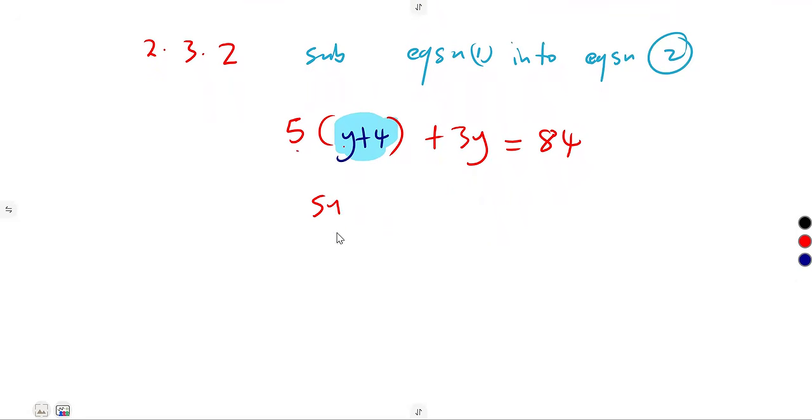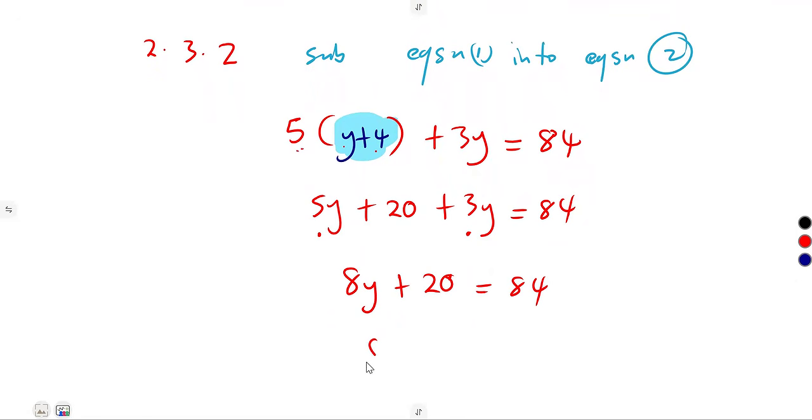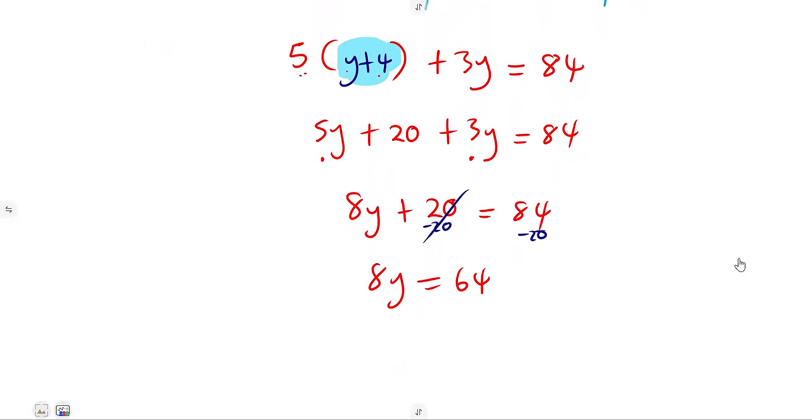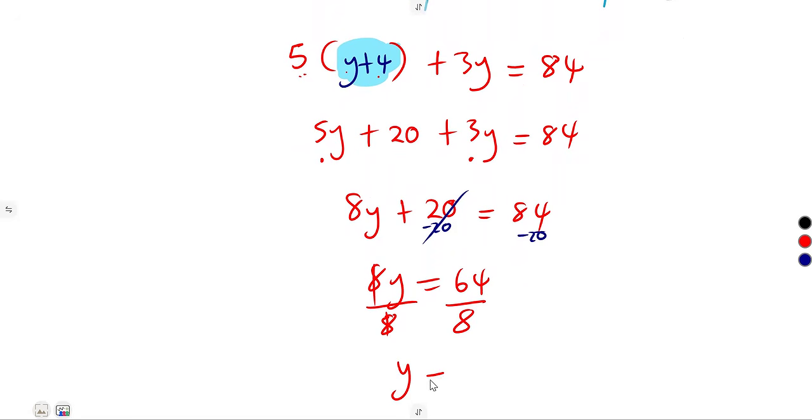5 times y there, that's 5y. 5 times 4, that's positive 20, plus 3y, which is equal to 84. Collecting the like terms, 5 plus 3, that's 8y plus 20, which is equal to 84. So 8y is equal to what? We subtract the 20 both sides of our equation. So 84 minus 20 is going to give us 64. Then we can divide by 8 both sides of our equation. So y is going to give us 8.